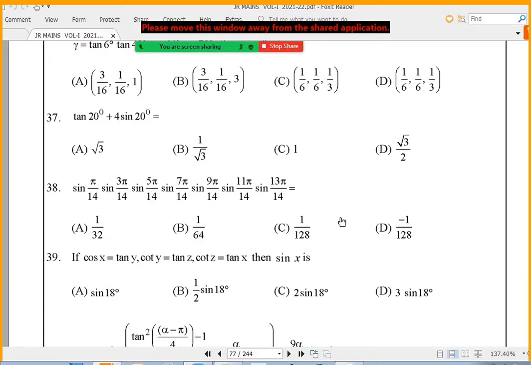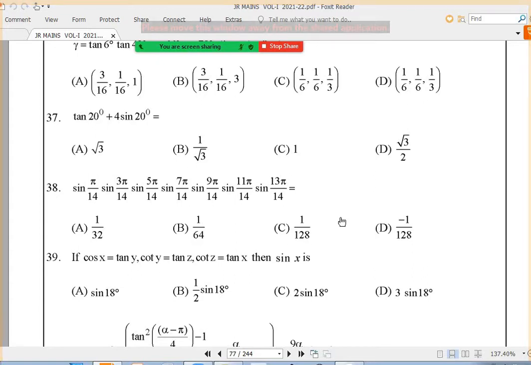Tan 20 plus 4 sin 20 degrees. Tan 20, I can write sin 20 by cos 20. This is 4 sin 20.